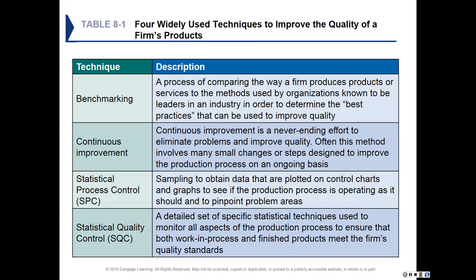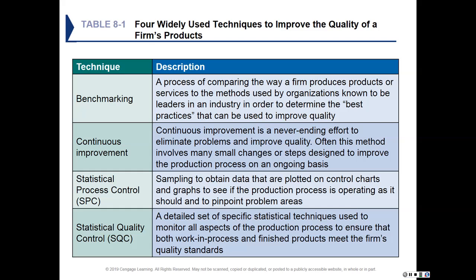Some different ways we do that. One's called benchmarking. That just says that we look at other firms and we compare what we do to what other organizations are doing, and we benchmark what we think is the best process, and we try to copycat processes that we think are the best. Continuous improvement is that never-ending effort to remove or eliminate problems, so that we get rid of as many defects as we can. Okay.